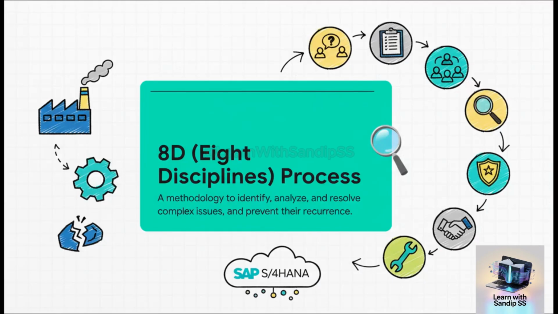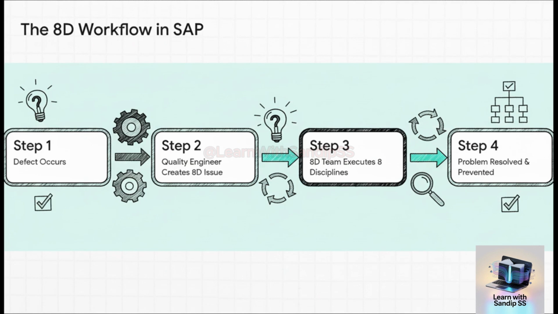So what exactly is 8D? The key thing to get here is that it's not just about fixing the one broken part you found. No way. It's a team-based approach designed to get to the real root of the problem, and then put a permanent fix in place so it never, ever happens again. It's about system-wide improvement. And inside SAP S4Hana, the workflow is actually pretty slick.